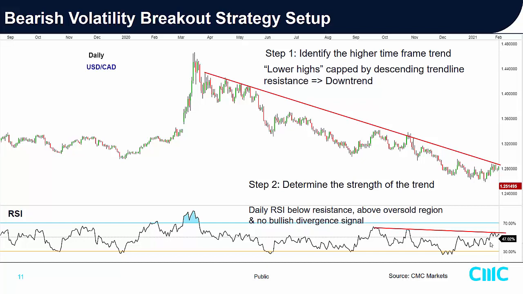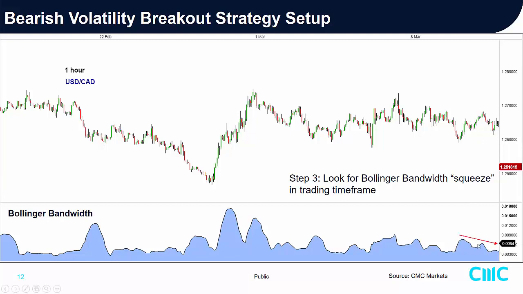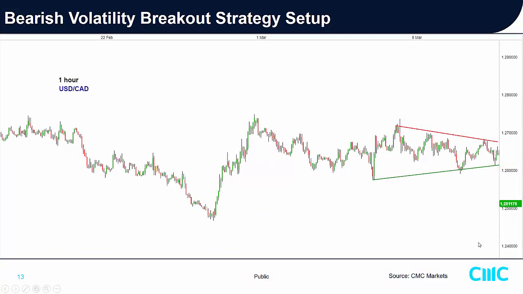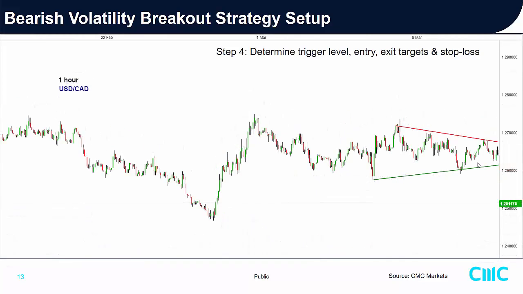The next filter is that I will now go into the hourly chart to look out for that squeeze period. Look out for a Bollinger Band squeeze in the trading time frame, which is my 1 hour time frame. As we could see at this point in time, the Bollinger Bandwidth is also declining, indicating to us a squeeze position. That means volatility is contracting on a lower time frame for dollar CAD. Then the next key step is to determine the trigger level, the entry, the exit target, as well as the stop loss.